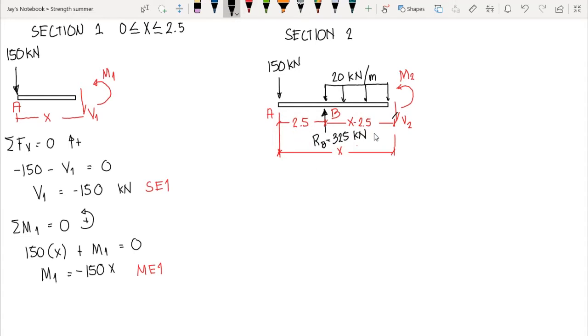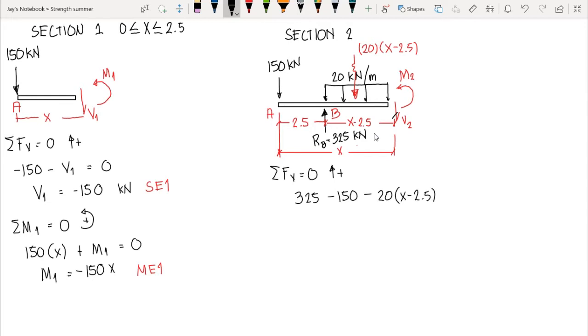So let's start with the shear equation. Then we sum up forces vertical equal to 0. All the forces upward are positive. So we have the reaction RB that is 325. Then we have the concentrated load that is 150 kilonewton, minus the uniform load. Now our uniform load here is represented by a resultant force, and the magnitude of this resultant is 20 kilonewton per meter times the length of action, that is x minus 2.5. So the magnitude is 20 times x minus 2.5.